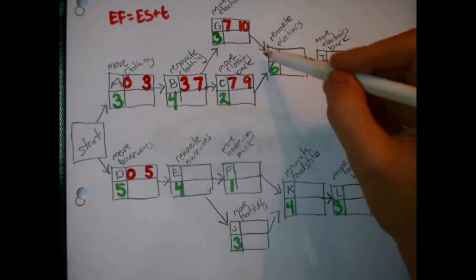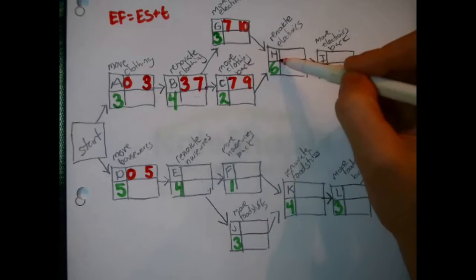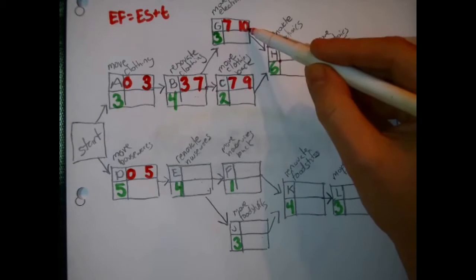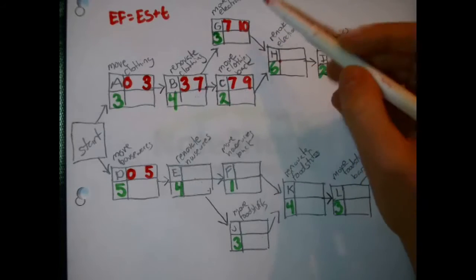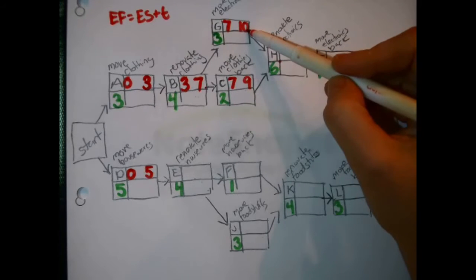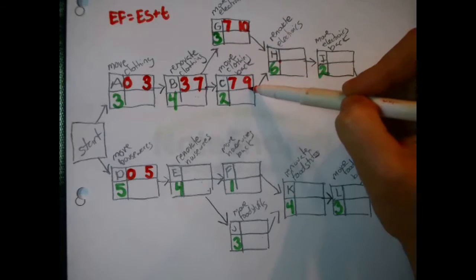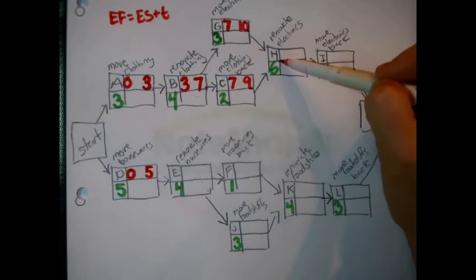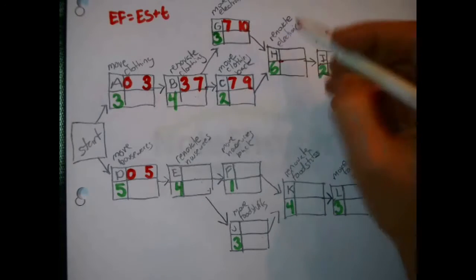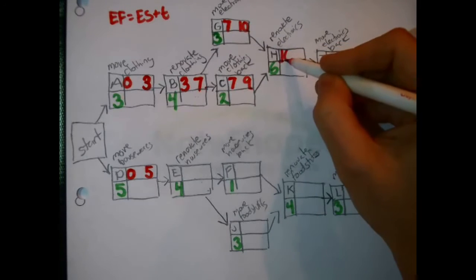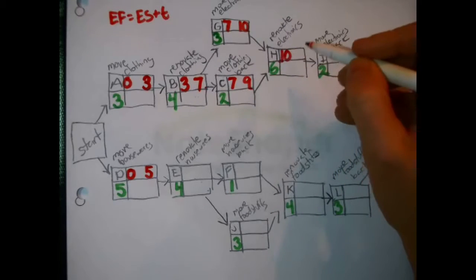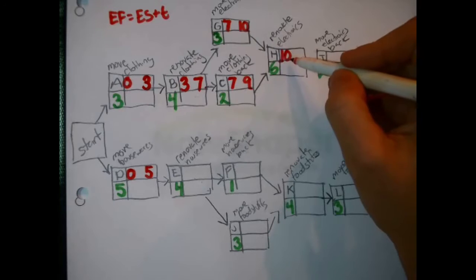Now I'm just looking at the network. H cannot start until G and C are finished. That's what this illustration means. G will finish at the earliest 10 days from now. C will finish at the earliest 9 days from now. Therefore, what is the absolute earliest I could possibly start on this? Always choose the larger. Okay, that means 10 days from now at the earliest I could start that renovation.